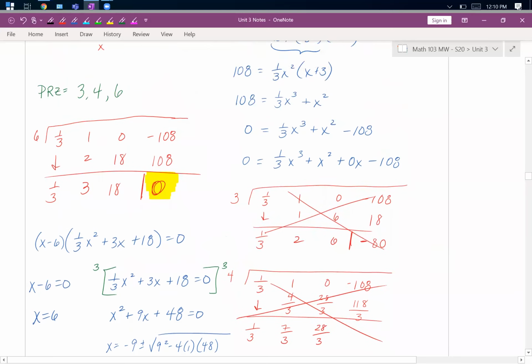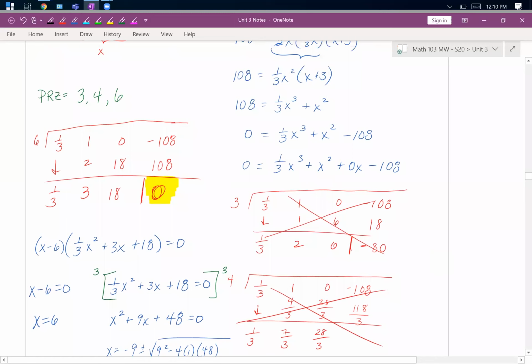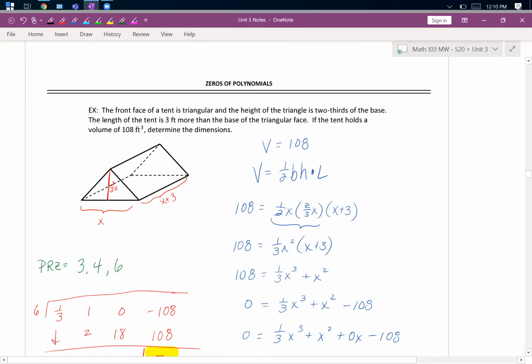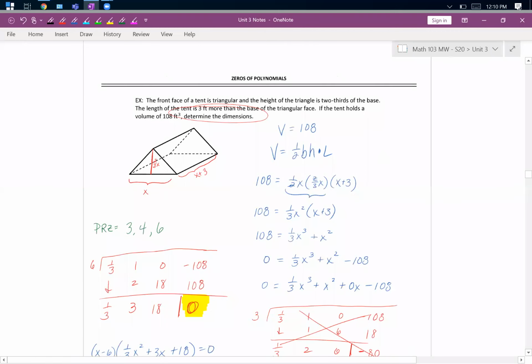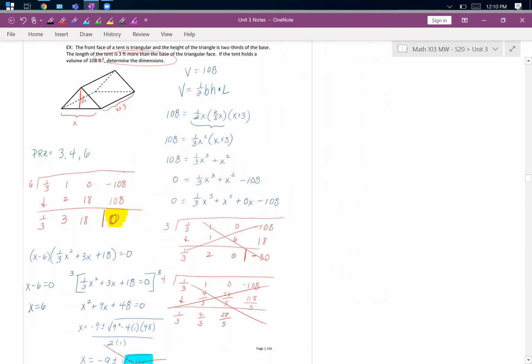The last thing I want to do is make sure I've answered the question. So I'm going to go back and reread. They want us to determine the dimensions. And so far, all I've done is found the base. So we just need to.